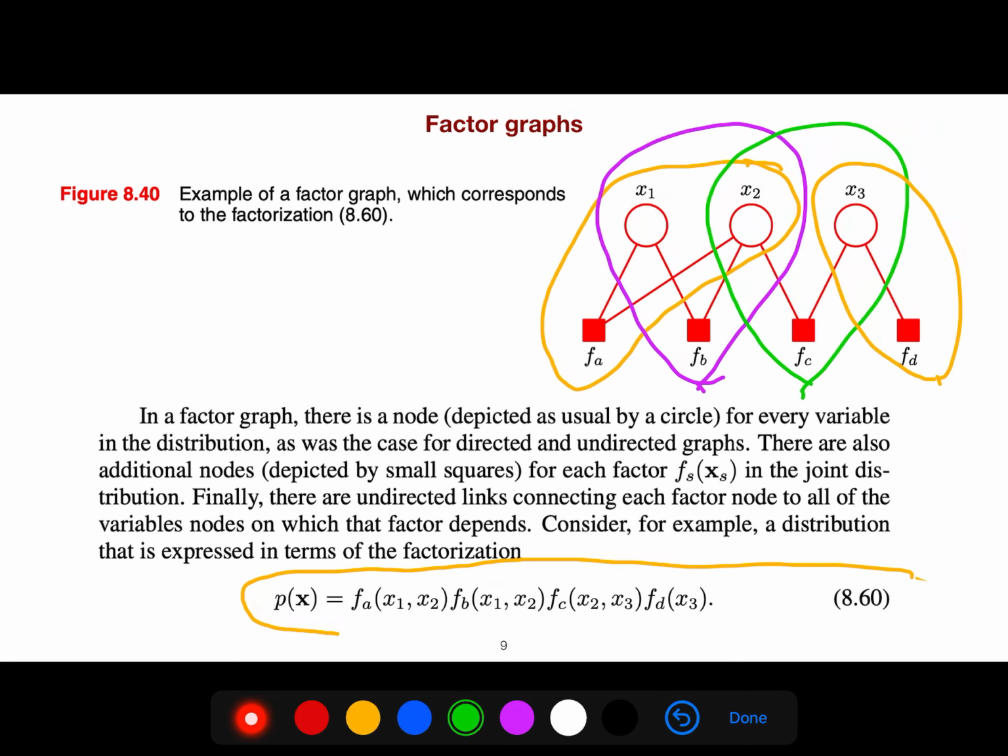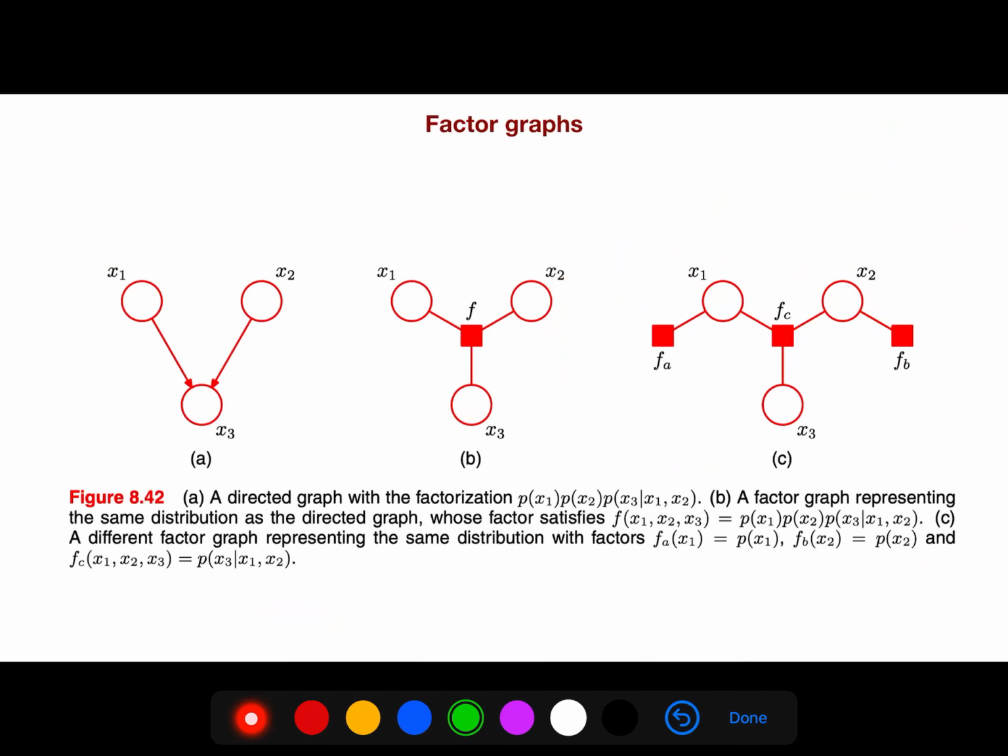So for example, if you have a label on here, you want to maximize the neighbor label because you have training data, for example in natural language processing. So these are simple examples of factor graphs.